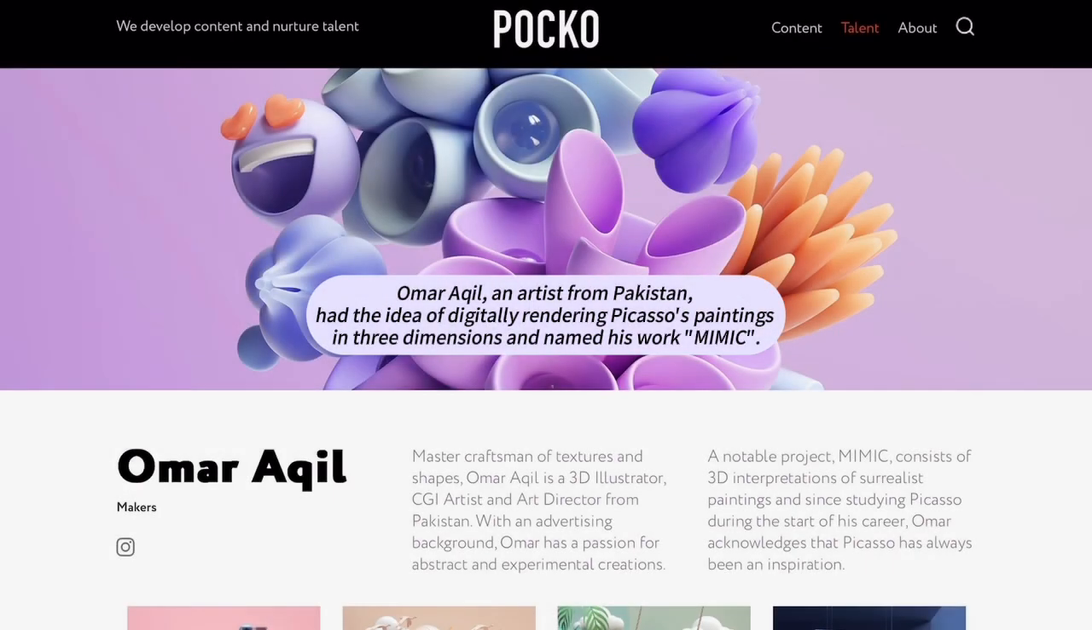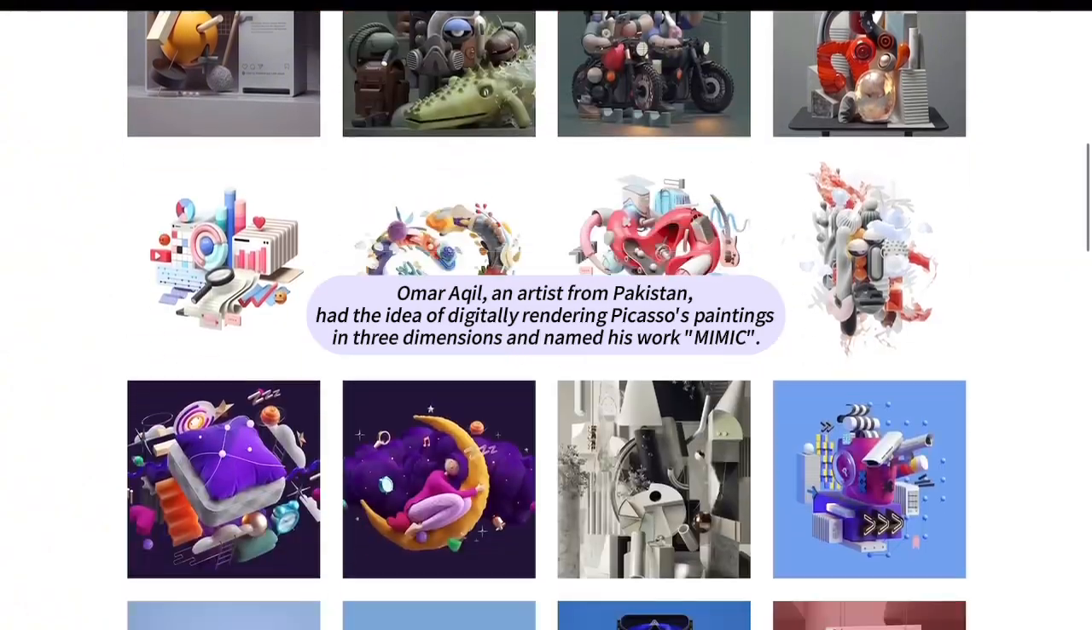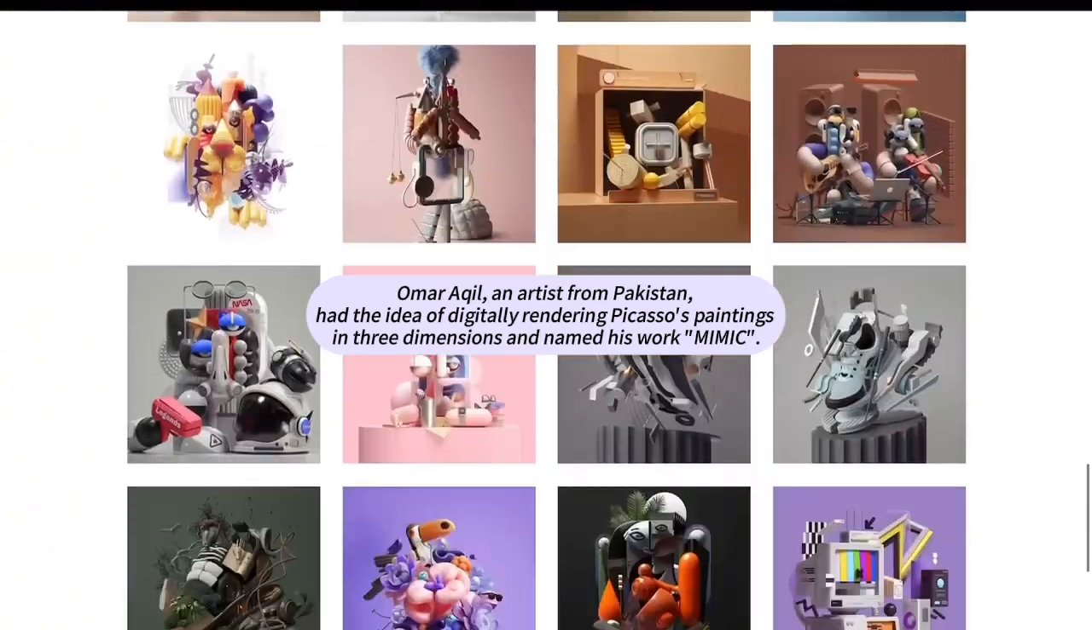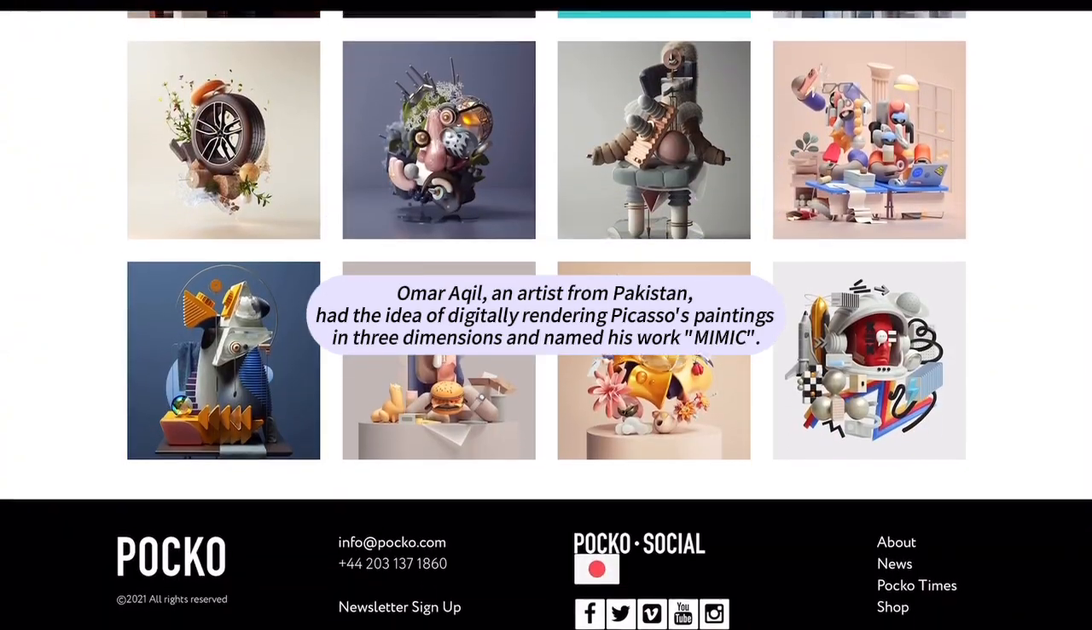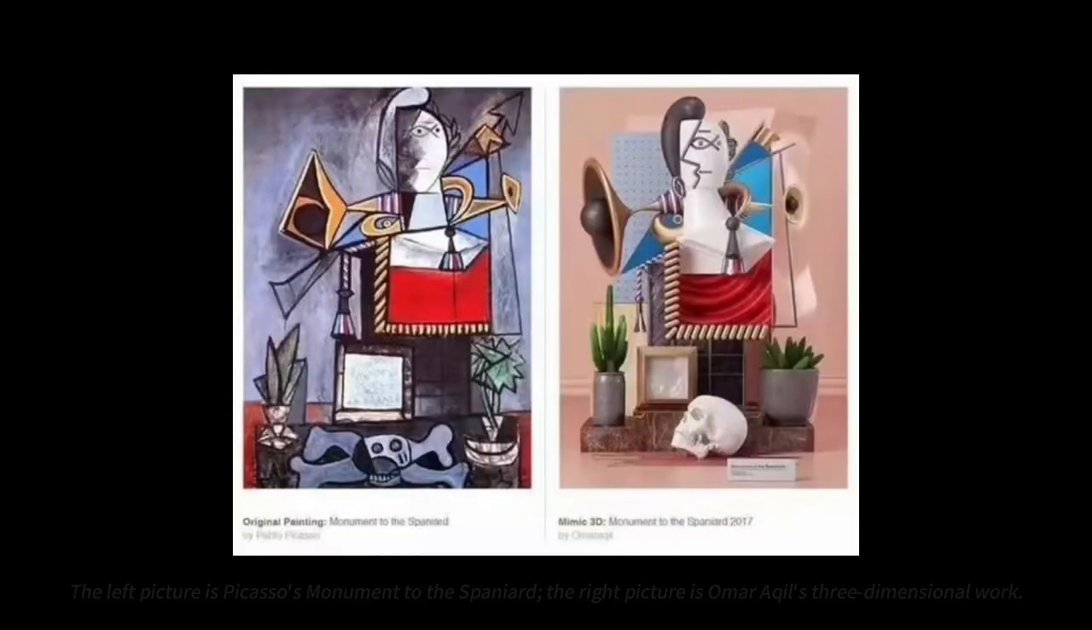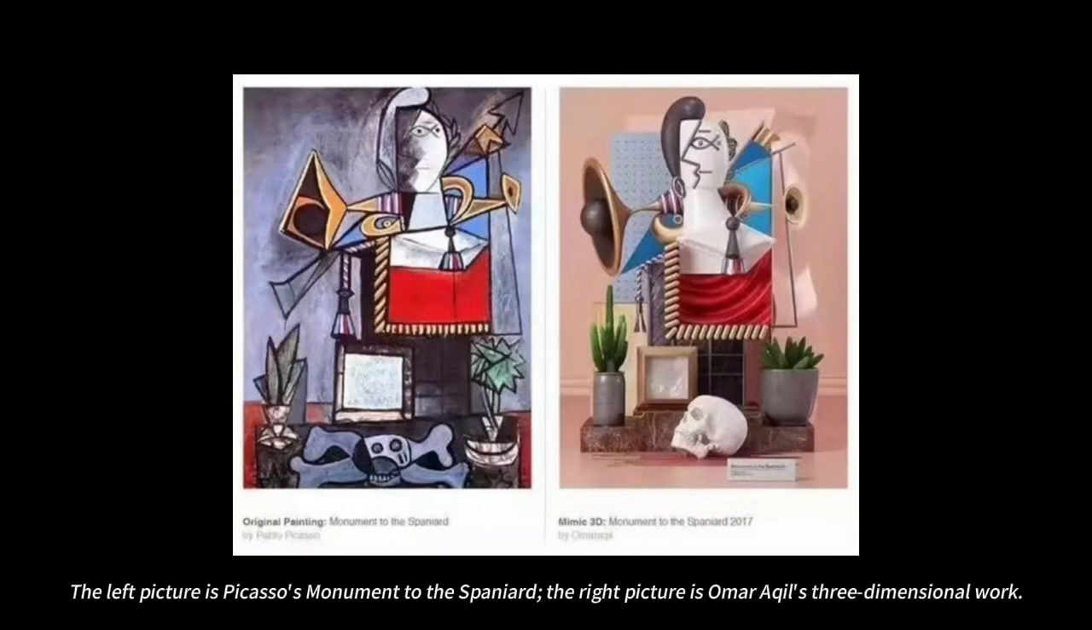Now let's move to the third part. There are some examples that I found. Omar Akil, an artist from Pakistan, had the idea of digitally rendering Picasso's paintings in 3 dimensions and named his work Mimic. The left picture is Picasso's monument to the Spaniard, and the right picture is Omar Akil's 3-dimensional work.